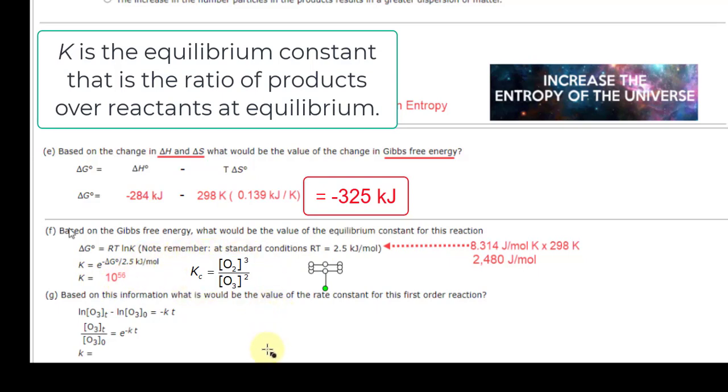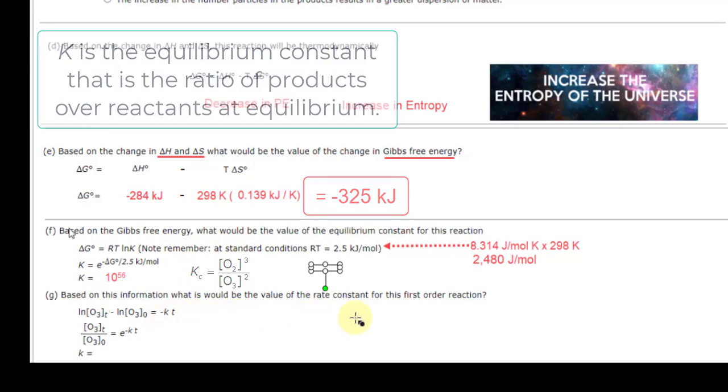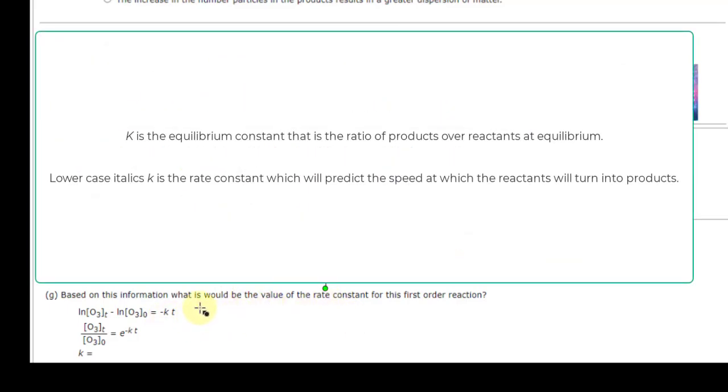Now, the last question here is a trick question, and it's based on something you've got to be careful with. We talk about rate constants, and we use the lowercase k for it. The rate constant tells you how quickly something is going to happen, not if it will end up happening. You can have some thermodynamically favored reactions that are so slow that you'd have to wait till the end of the universe for anything to end up happening.